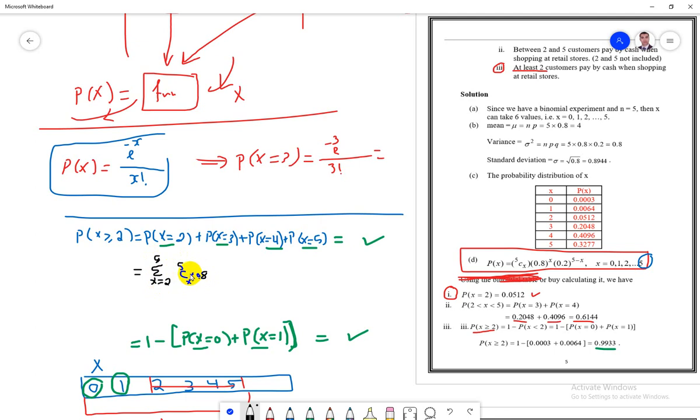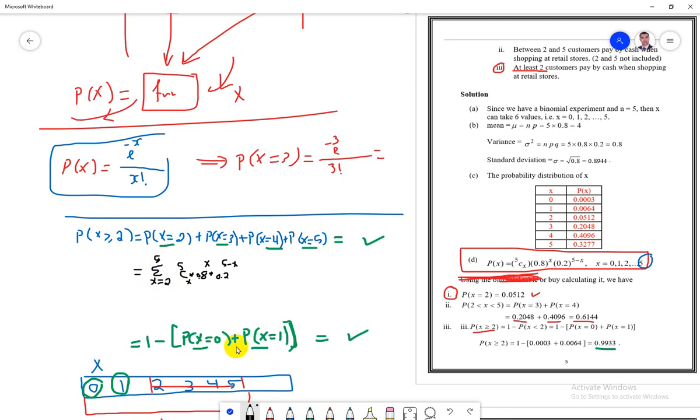That's actually multiplication, okay? To power x times 0.2 to power 5 minus. What I need to say, instead of substituting all these times, you can substitute in the calculator using a summation notation. That will save your time, and the calculator itself will substitute for you from x equal 2 to 5.